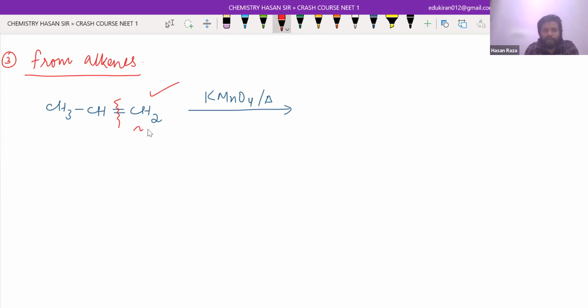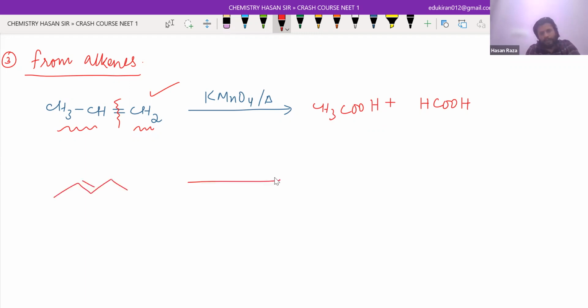On the right hand side, you can see only one carbon is there, and if it is converted into carboxylic acid, you will get methanoic acid, which has the formula HCOOH. And on the left hand side, you have two carbons, which will form ethanoic acid. So you directly write the carboxylic acid formula with the help of the number of carbons. If I give you this, can you tell me the name of the product?